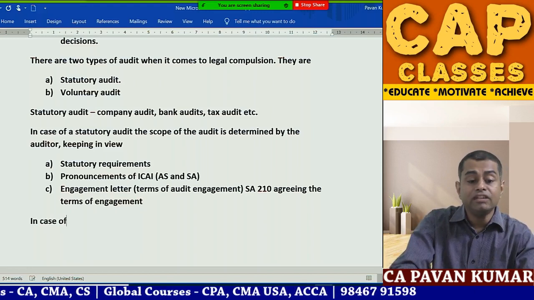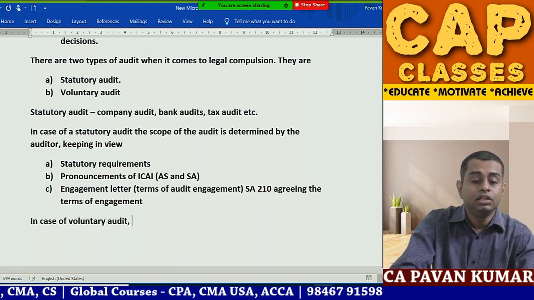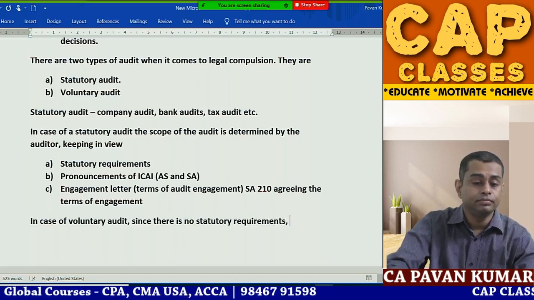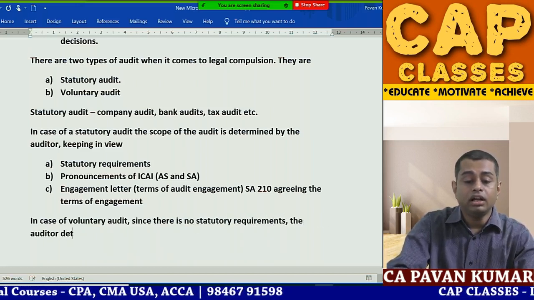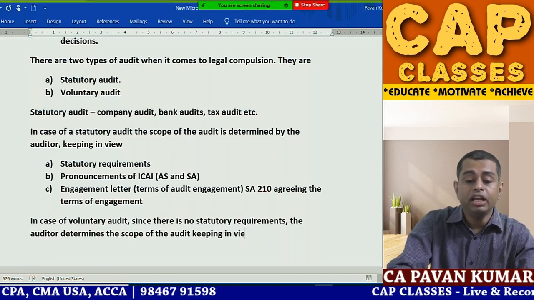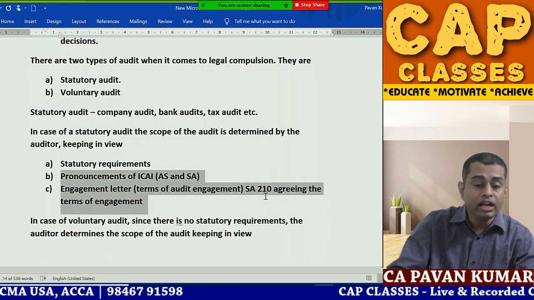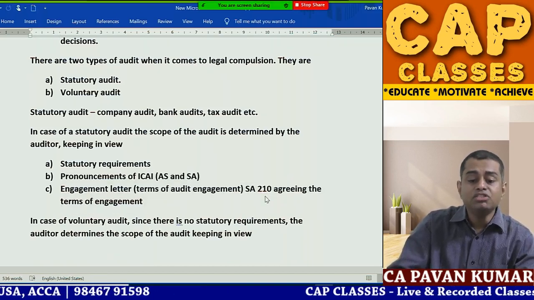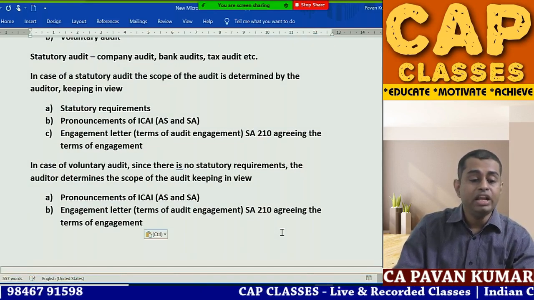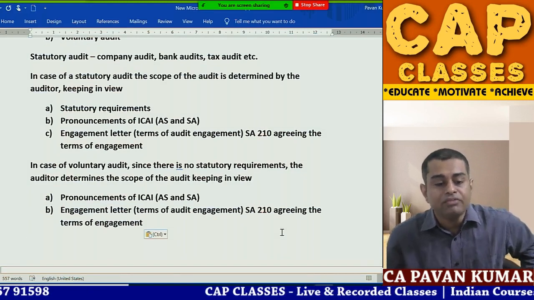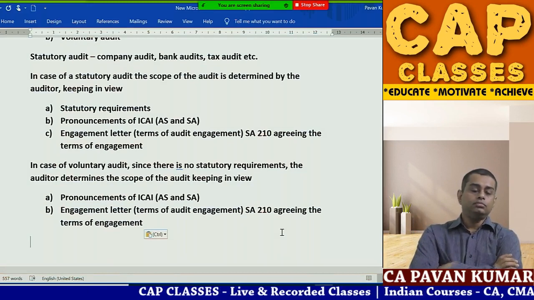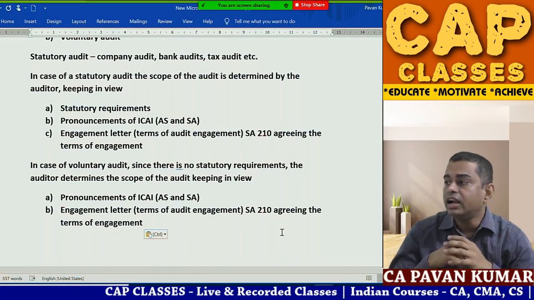Now in case of voluntary audit, since there are no statutory requirements, the auditor determines the scope of the audit keeping in view the following. So if you look at A, B, C, A is not applicable here, no? So only B and C are applicable. That means pronouncements of ICAI and letter of engagement.